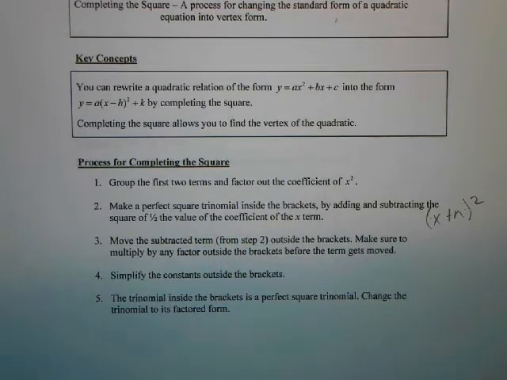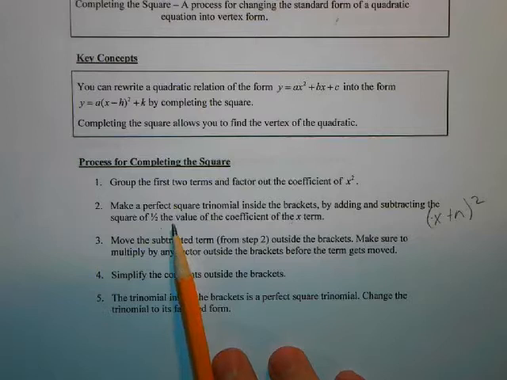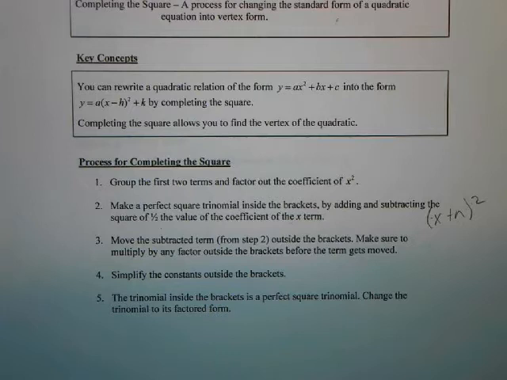This time we take the coefficient of the x term, and we take half of that value. So if it was, say, a plus 6, half of that is plus 3, and then we square it. So we get plus 9. Plus 9 is that magic third term that, if we added it to the two terms in the brackets, makes it into a perfect square trinomial.